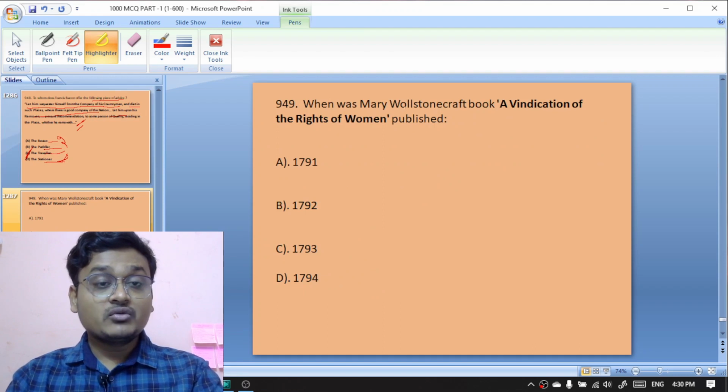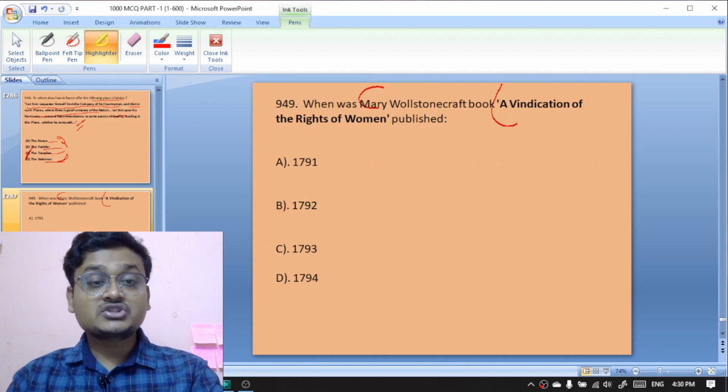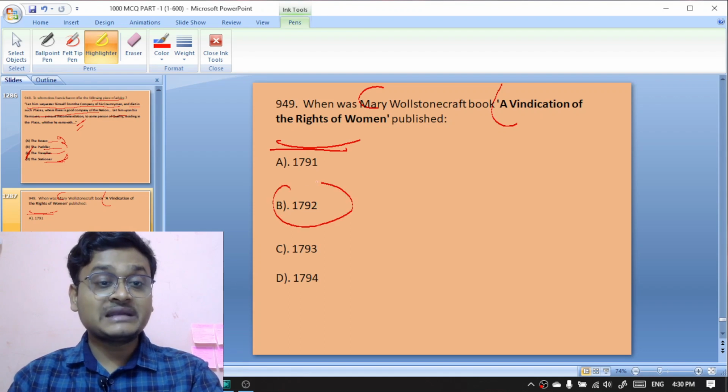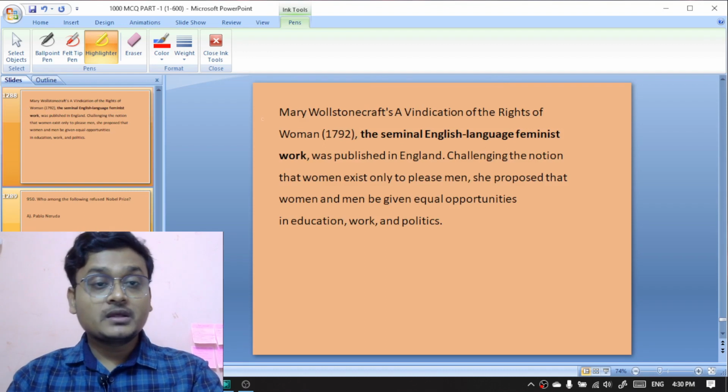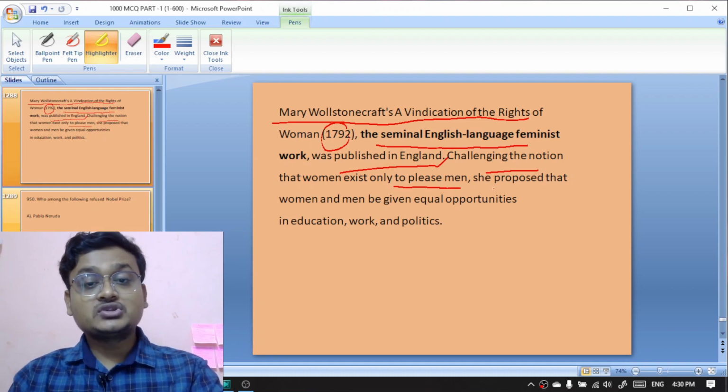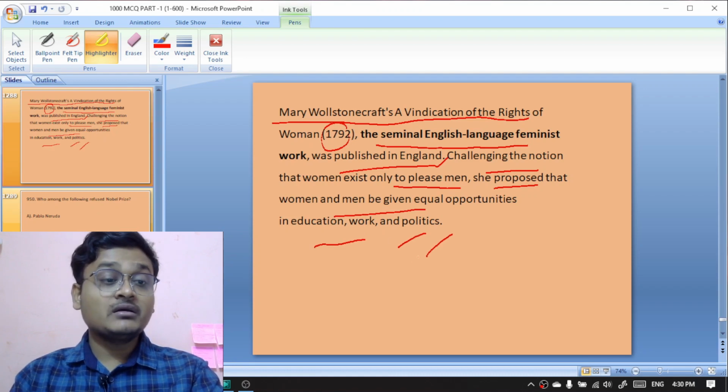When was Mary Wollstonecraft's A Vindication of the Rights of Woman, the famous one, published? In 1792. The seminal English-language feminist work was published in England, challenging the notion that women exist only to please men. She proposed that women and men be given equal opportunities in education, work and politics.